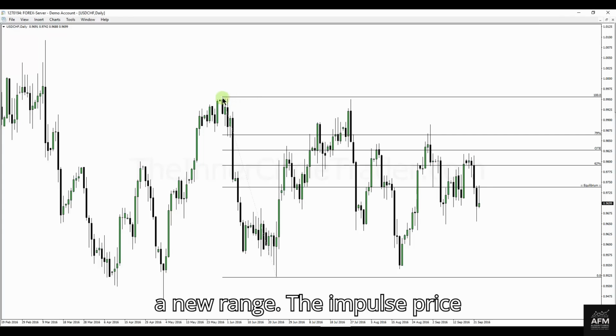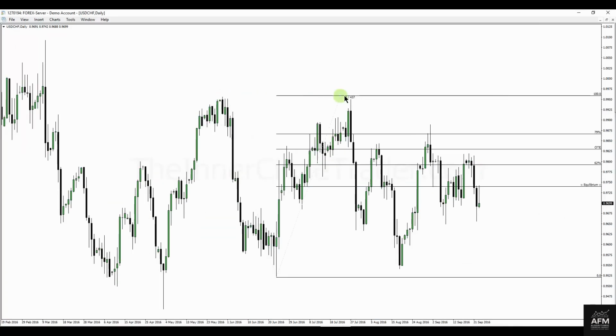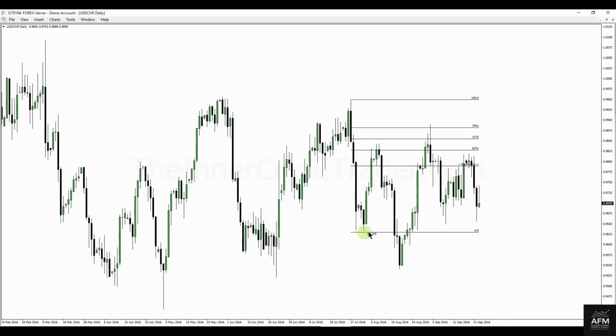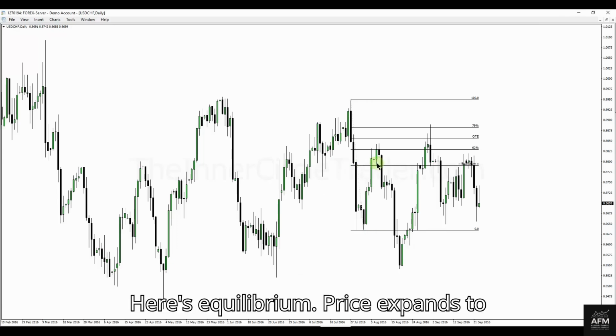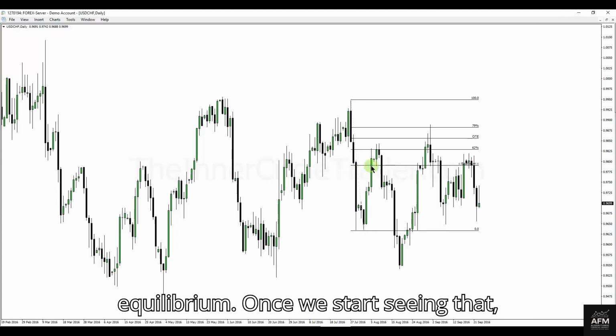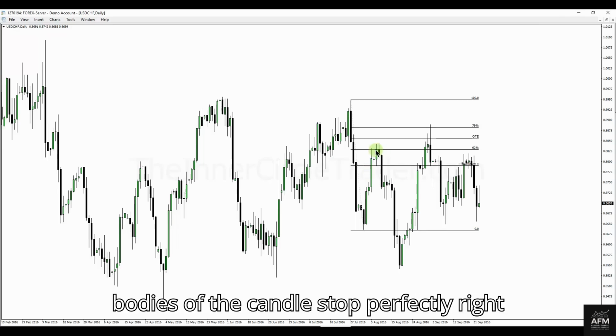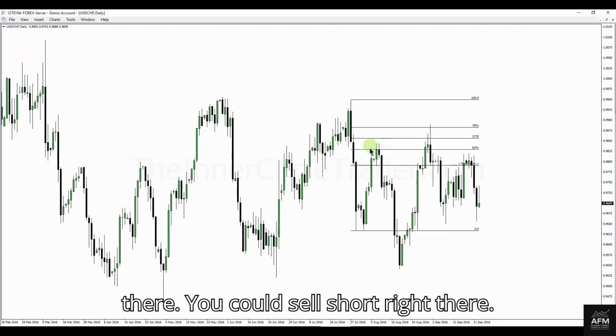Now we have a new range. The impulse price swing is this high down to this low. Here's equilibrium. Price expands to equilibrium. Once we start seeing that, we watch. Does it get to 62? It does. The bodies of the candle stop perfectly right there. You could sell short right there.